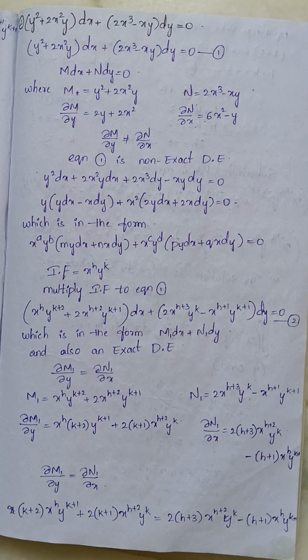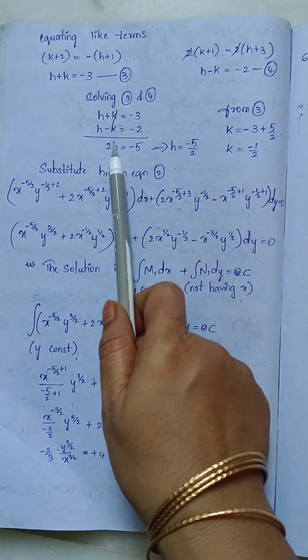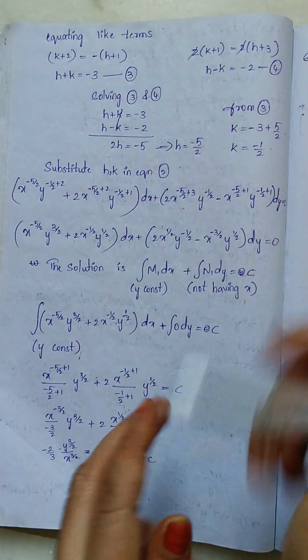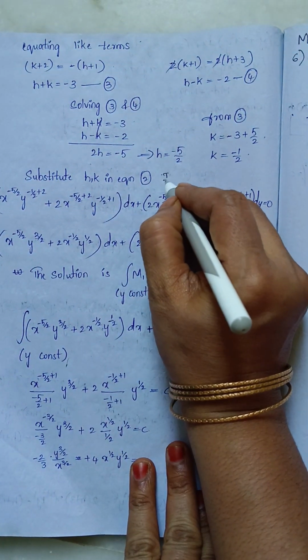What you are observing is that like terms should be there. Suppose here x power h, y power k, then on the right side also x power h, y power k term should be there for any exact differential equation. Here also x power h plus 2, here k, here also h plus 2, k. So like terms are there, equating these two terms, equating like terms. Now after solving these two equations you get h and k values. Then what will be the integrating factor then?